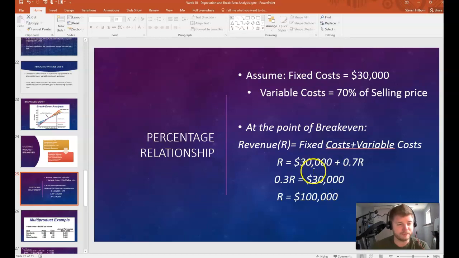Now, there's probably a better way of looking at this. This can be confusing for some people. So basically, if I sold $100,000, 70% of this would be $70,000, and that's my variable cost. And 30% of that, which is shown right here, would be my $30,000, which is my fixed cost. This becomes much easier when you see it on paper. If I only sold $50,000 of revenue, 30% of that would be $15,000. So I'd only meet half of my fixed cost. So that's not going to work.